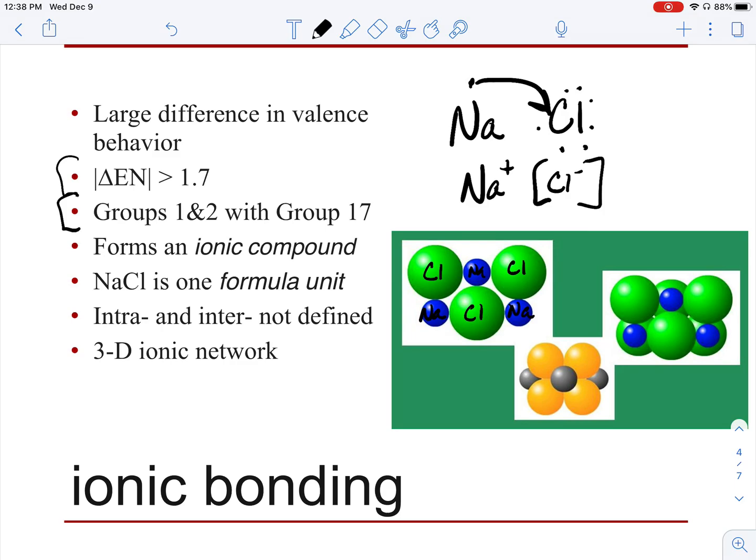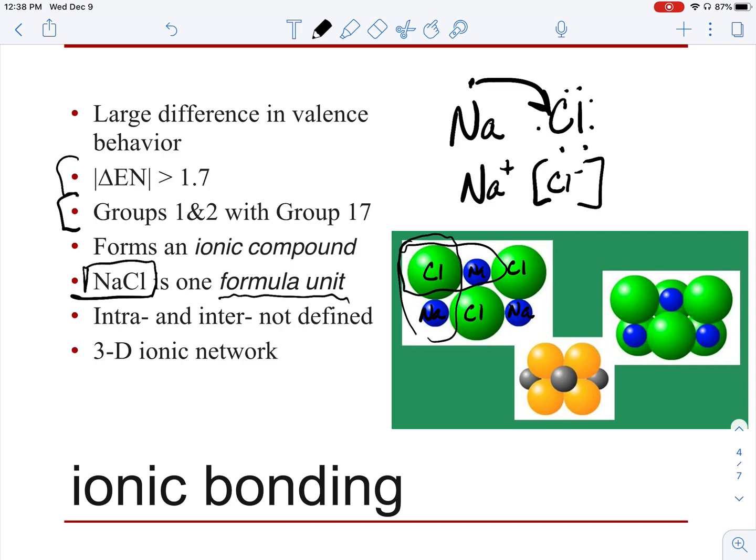And if you look at table salt under a microscope, it's always little cubes. And those little cubes represent the three-dimensional connecting of the sodium and the chlorine atoms. So because you can't specifically identify any pairings in here, we can't call it a molecule. A molecule has to be a definitive collection of atoms covalently bonded together. So we would use the term formula unit when we describe NaCl. We can't say a molecule of NaCl, we say formula unit of it.